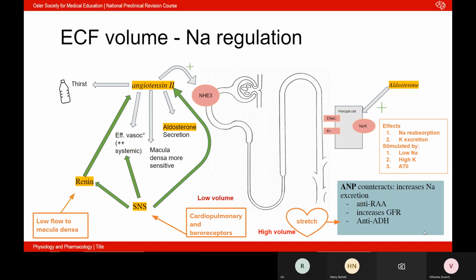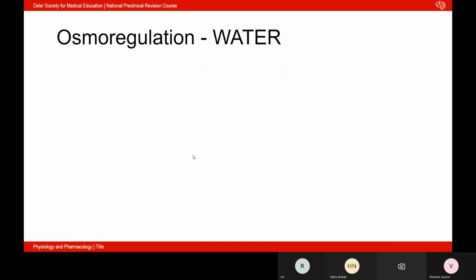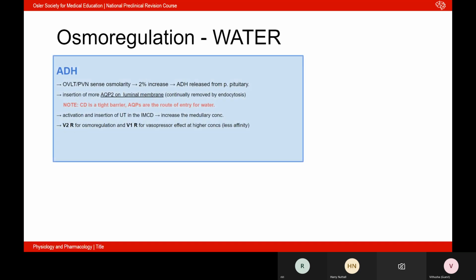So now we're just going to consider water regulation, separate from salt regulation. There are two big mechanisms to think about here. Your ADH, antidiuretic hormone, is released when there is a 2% increase in osmolarity. So that's really not much. It's a very sensitive system. And this is detected by the OVLT and the PVN, so that ADH can then be released from the posterior pituitary. ADH acts on the V2 receptors for osmoregulation and the V1 receptor for the vasopressor effect. So that's why it's also called AVP. But that would be for higher concentrations of ADH. V2 receptors are for the low levels of circulating ADH.